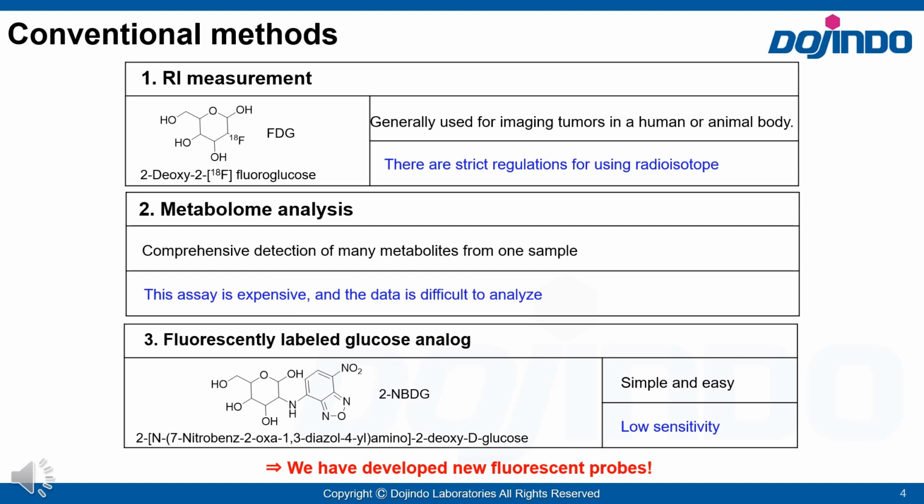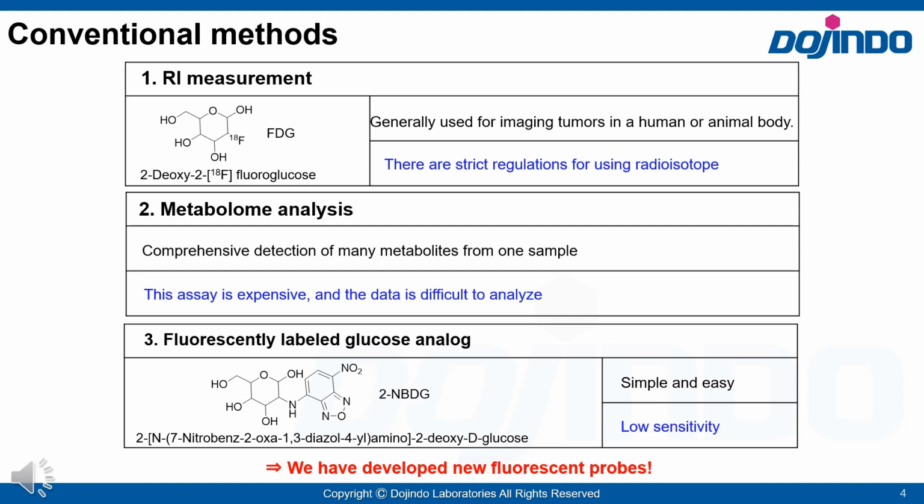The second method is metabolome analysis using LC-MS. This method can measure a variety of metabolites, including glucose and amino acids, in a single experiment. The problem, however, is that the results are difficult and expensive to analyze. The third and most recent method involves use of 2-NBDG, a fluorescently labeled glucose analog. This method, however, has low sensitivity due to the low fluorescence intensity of 2-NBDG.